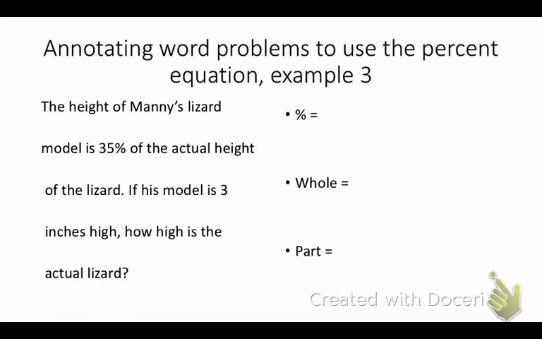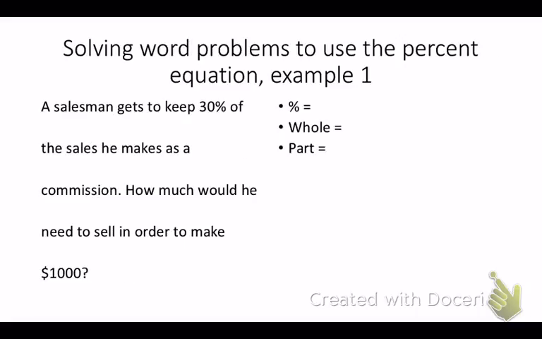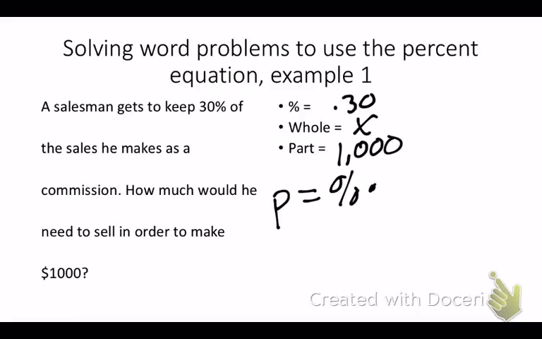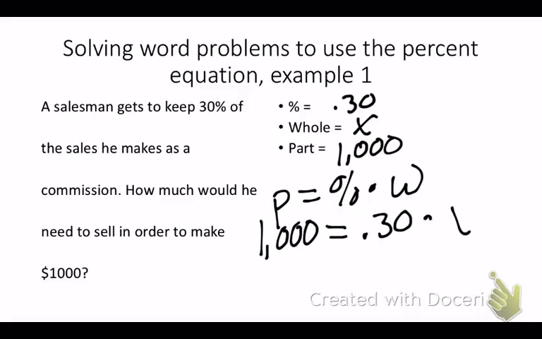So now that we have set up all of these percent problems, let's talk about how we would actually solve them. Recall from percent problem number 1 that we had a 0.30. Our whole number was our mystery number we were trying to figure out, and our part was 1,000. So the equation was part equals our percent times our whole. So it was 1,000 is equal to 0.30 times x, or times our whole number.